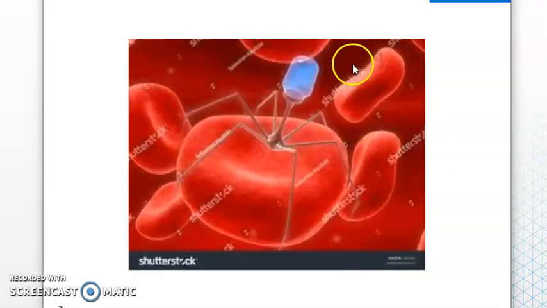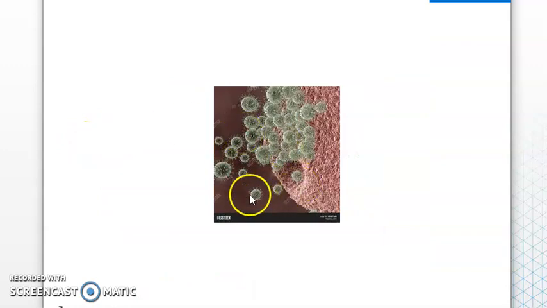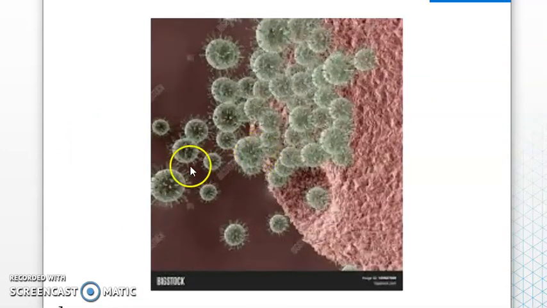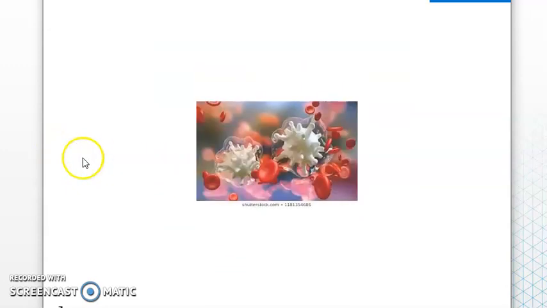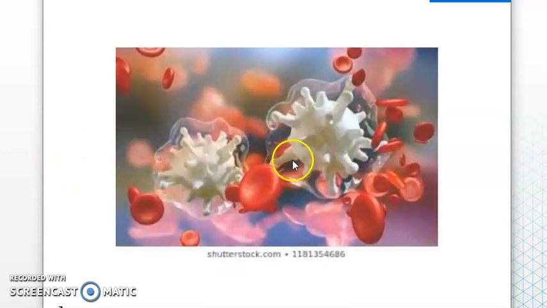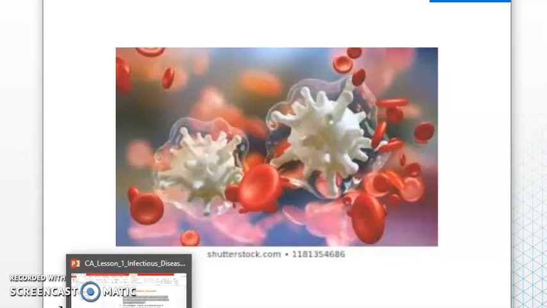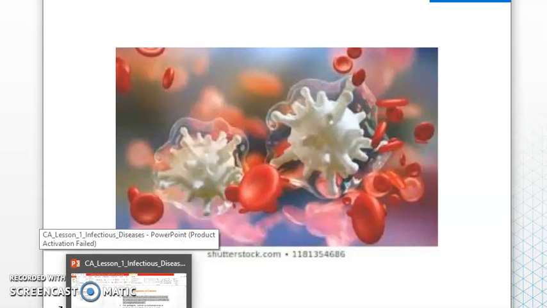flu is a virus. This is one of the viruses. This is the shape of one of the viruses. Not all the viruses have the same shape. This is another type or another shape of viruses. And this is another type of viruses. So when do we feel the symptoms or when do we feel sickness? Directly after the pathogen invades our body or later on?